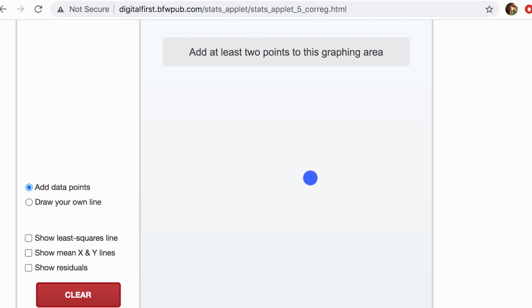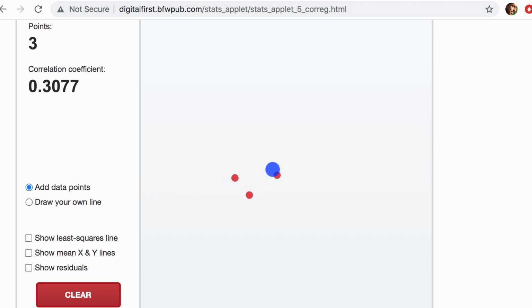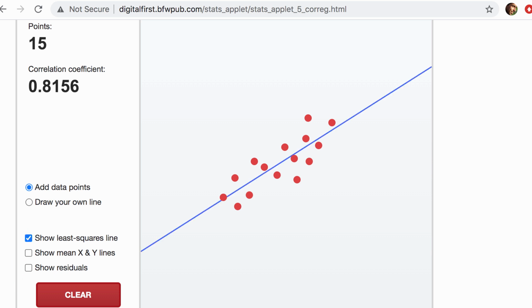So I'm here to help us think about what we could call influential points when we're thinking about regressions. And to help us here, I have this tool from BFW Publishing. I encourage you to go here and use this tool yourself. But what it allows us to do is to draw some points. So just like that, let me draw some points, and then fit a least squares line. So that's a least squares line right over there.